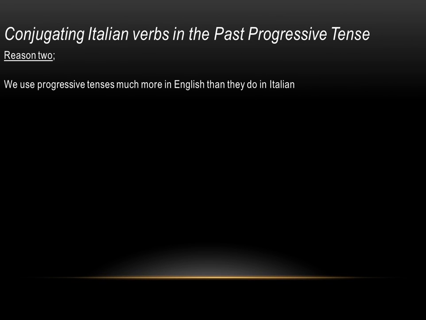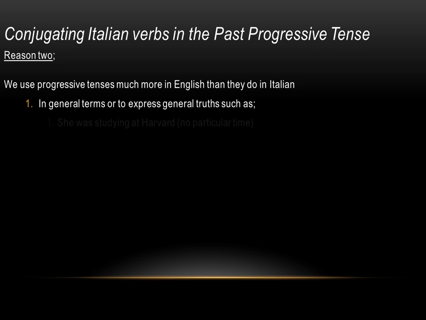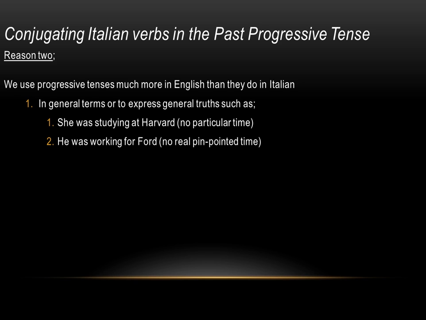Reason two is we use progressive tenses much more in English than they do in Italian. In general terms, or to express general truths, such as, "She was studying at Harvard," no particular time. "He was working for Ford." Once again, no real pinpointed time.